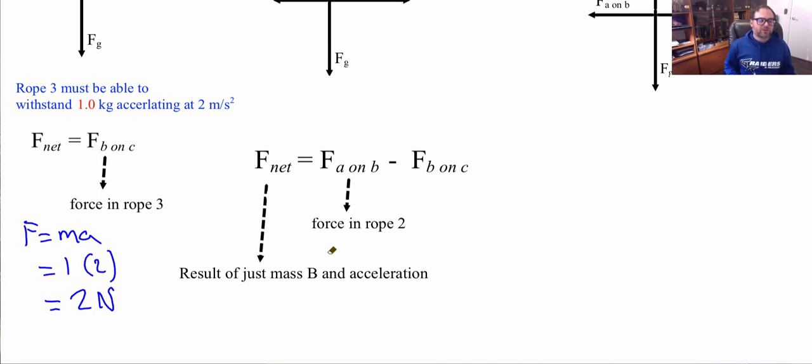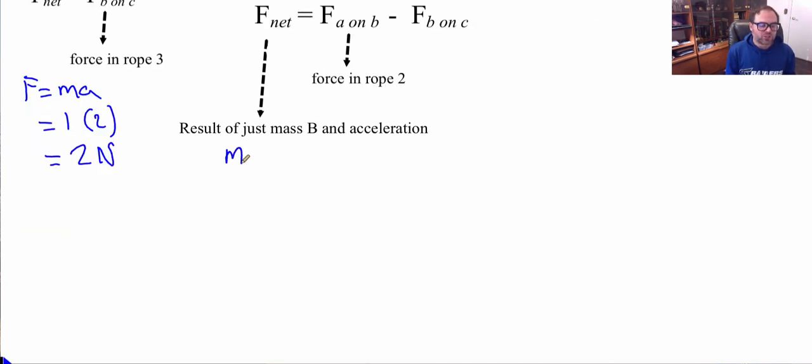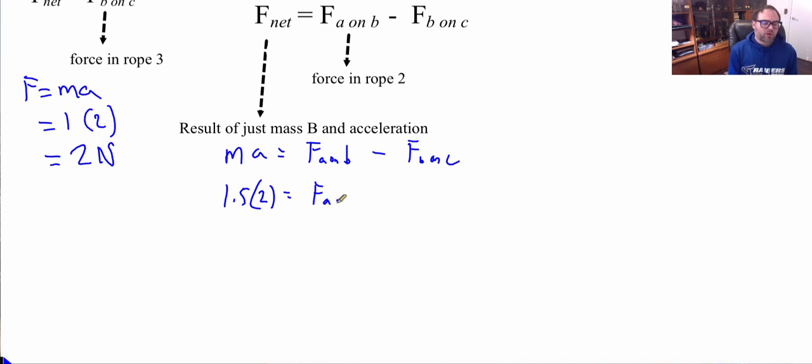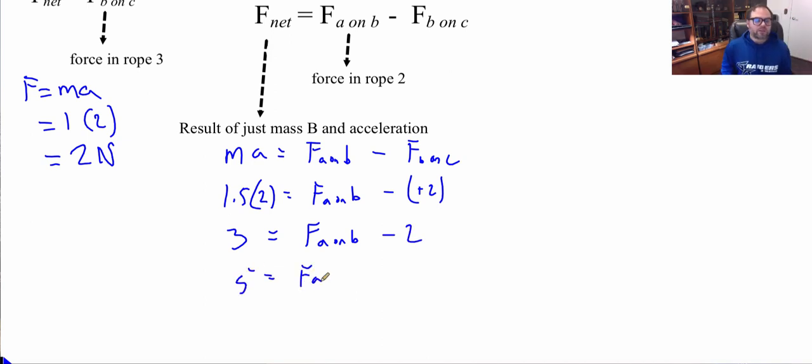So now when I continue this, I could go, my mass times acceleration is equal to the force of A on B minus the force of B on C, which gives me 1.5 times 2 is equal to force of A on B, which is going to be my rope, minus 2. So then I end up getting 3 is equal to force of A on B minus 2, which is going to give me 5 newtons on A on B. Therefore, my tension in rope 2 is going to be 5 newtons.